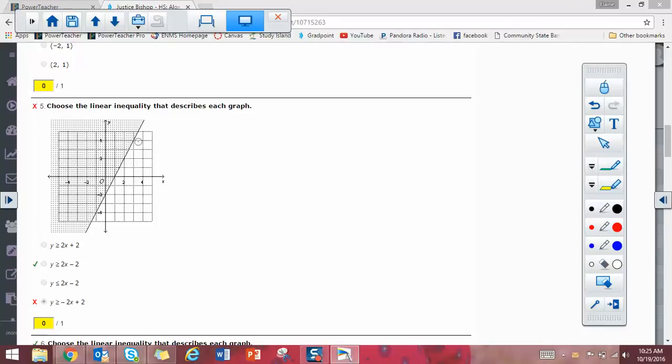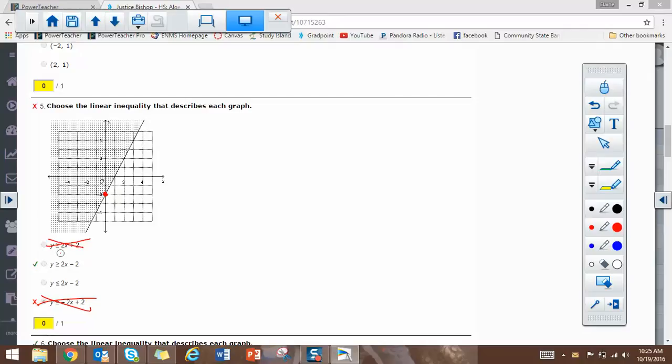Next, I recognize this line has positive slope, so it can't be the last answer. That has negative slope, -2. I also notice that the inequality crosses the y-axis at -2, so it can't be this one.